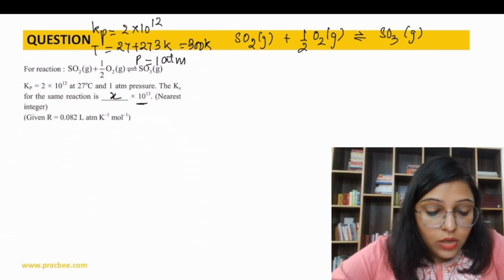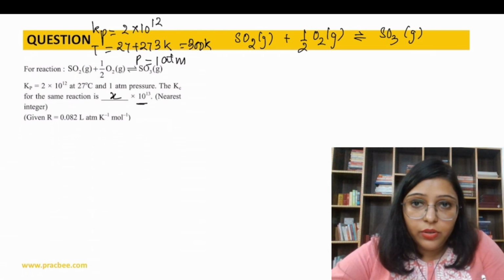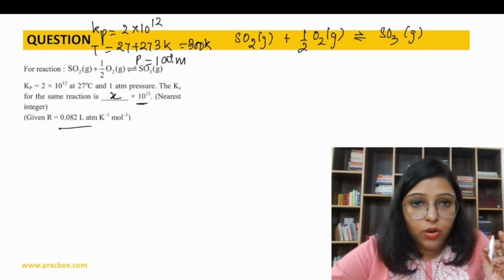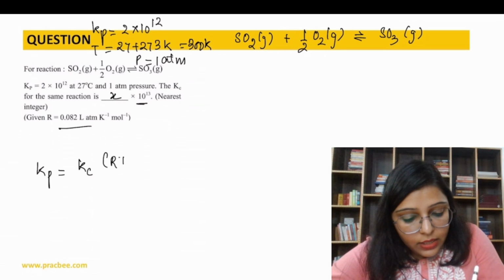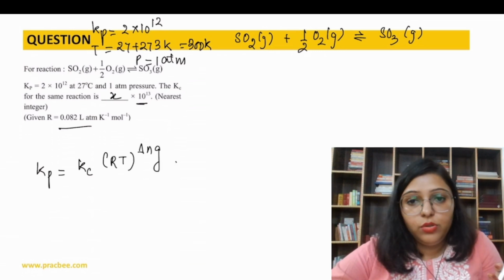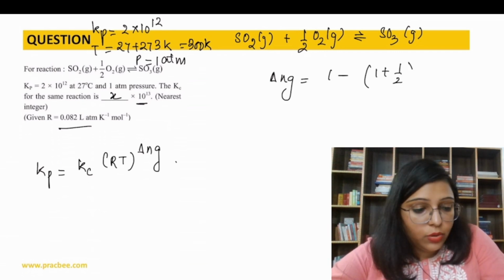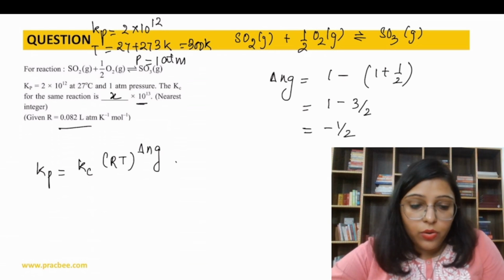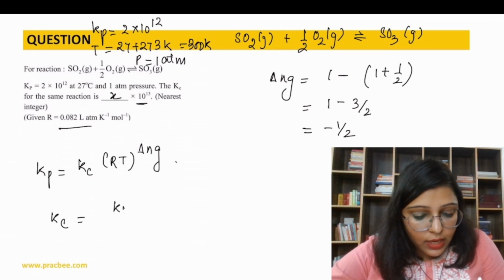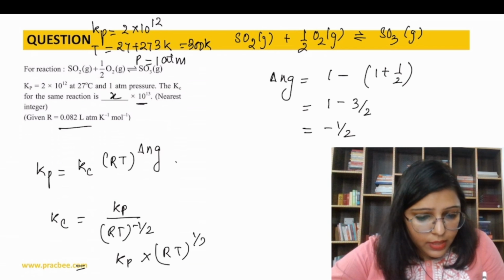So how to solve this? So see, Kp is given, Kc we have to find out, temperature is given, and R ka value is also given. So we have this relation na, Kp is equal to Kc RT ka power delta Ng. So we have to use this. So delta Ng over here is 1 minus 1 plus 1 by 2, which is 1 minus 3 by 2, and which is equal to minus half. Okay, so we have to find out Kc, which is Kp upon RT ka power minus half, which we can write as Kp into RT ka power plus half.